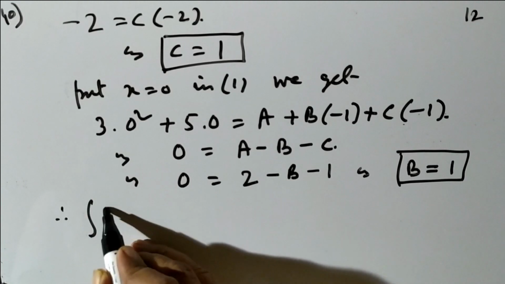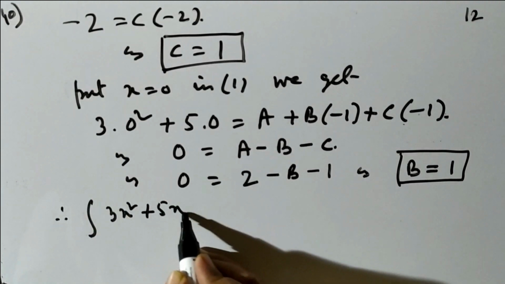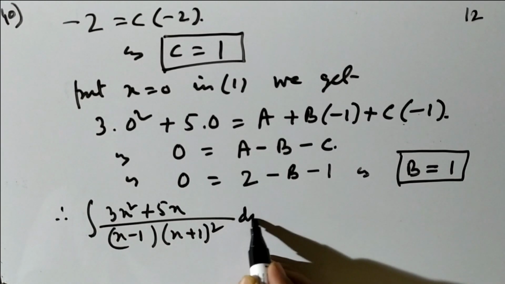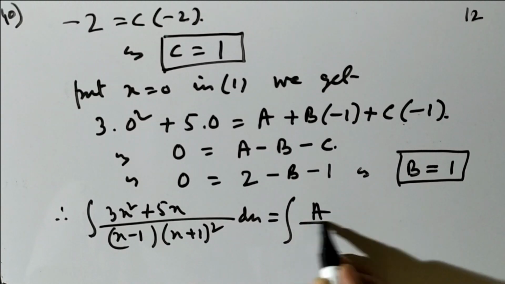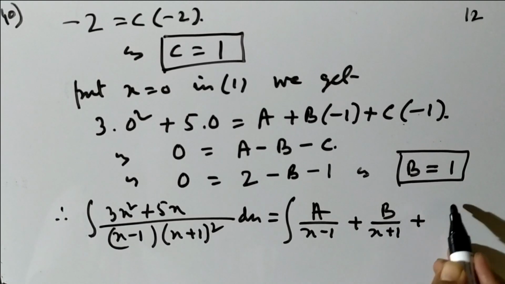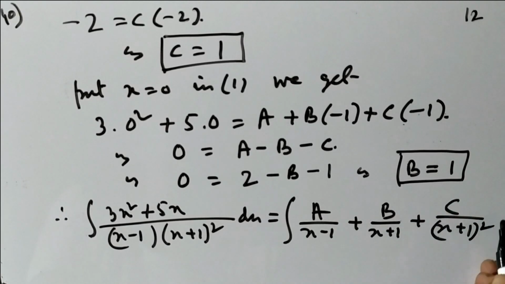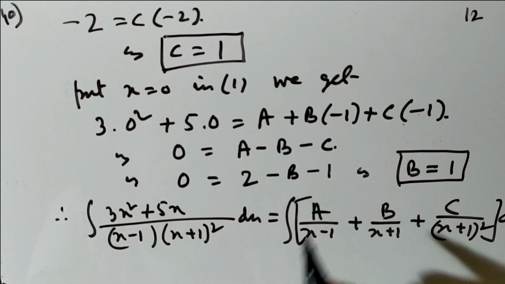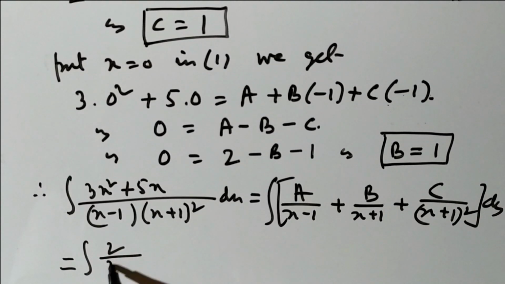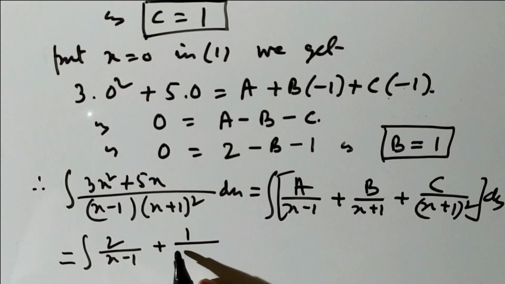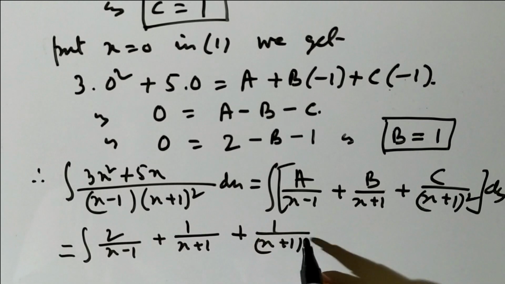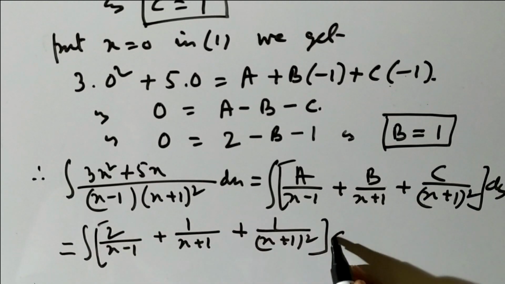Therefore, integration of (3x square plus 5x) by (x minus 1) into (x plus 1) whole square dx equal to integration of a by x minus 1 plus b by x plus 1 plus c by (x plus 1) whole square dx. This is equal to 2 by x minus 1 plus 1 by x plus 1 plus 1 by (x plus 1) whole square dx.